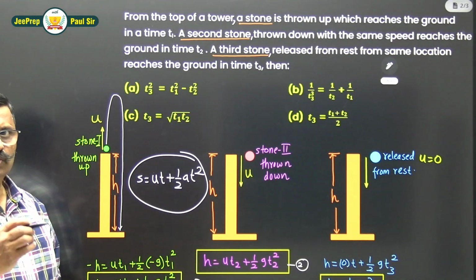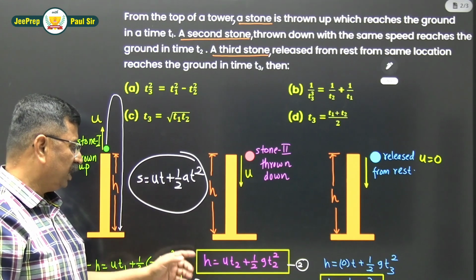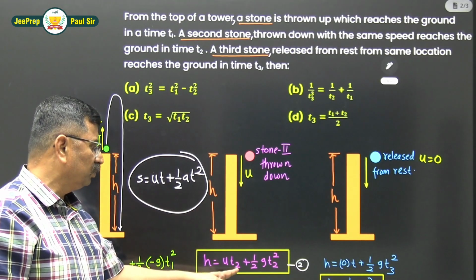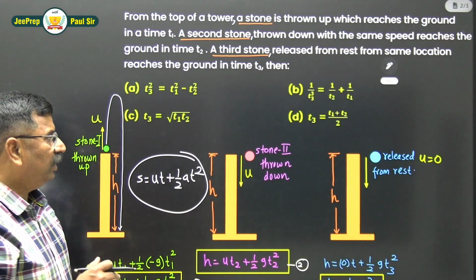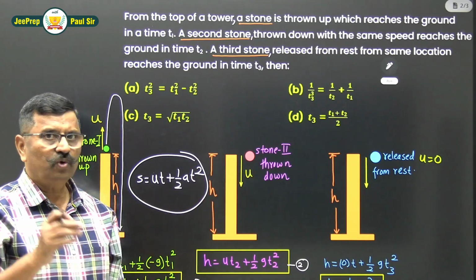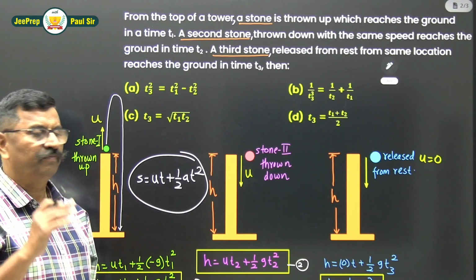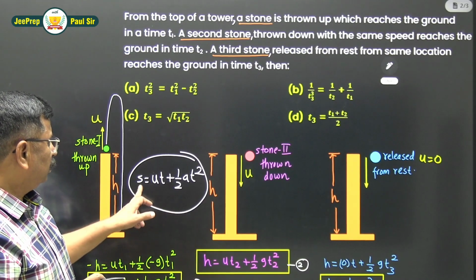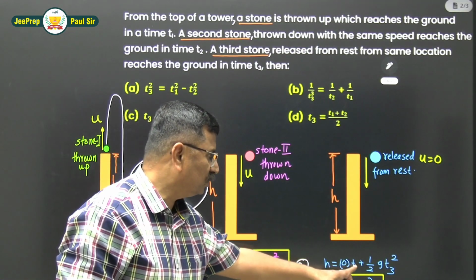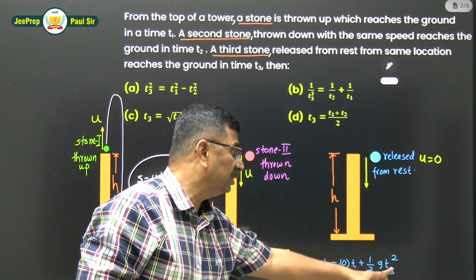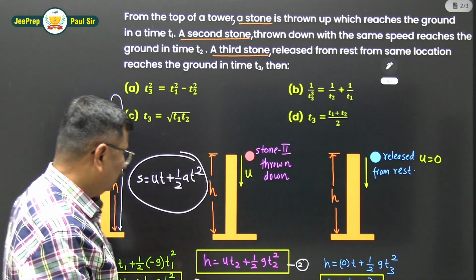In the second case, the stone is thrown down from that same height h. Therefore, the same equation can be used. h is equal to ut2 plus half g into t2 square. While in the third case, the stone is just released from height h. So therefore, initial velocity is 0. Hence, h is equal to 0 into t plus half g t square. Therefore, h is equal to 0 into t3 plus half g t3 square. Hence, h is equal to half g t3 square.